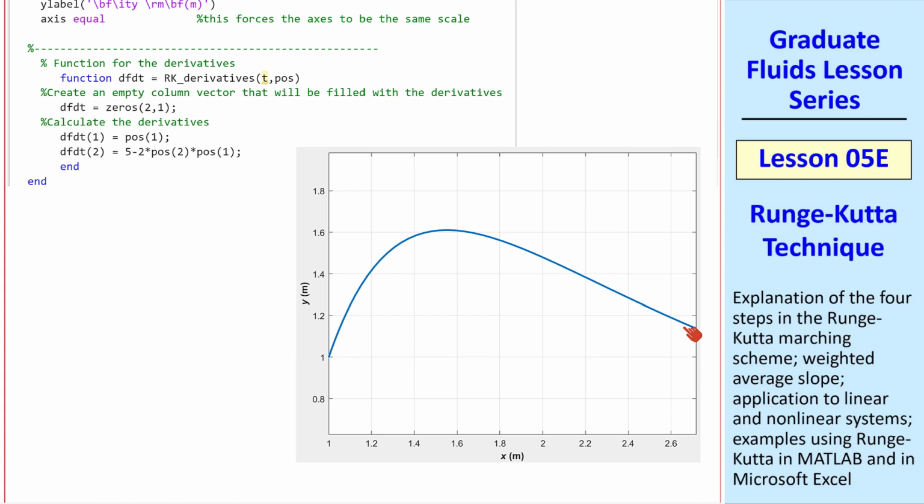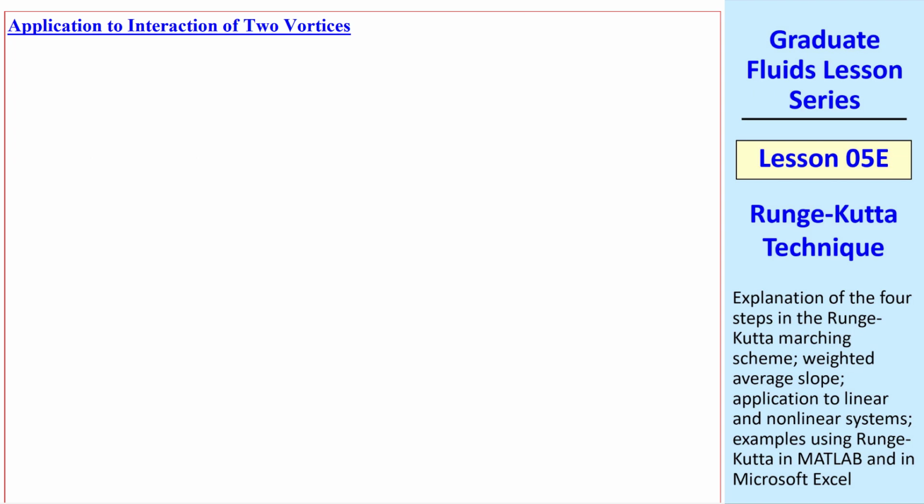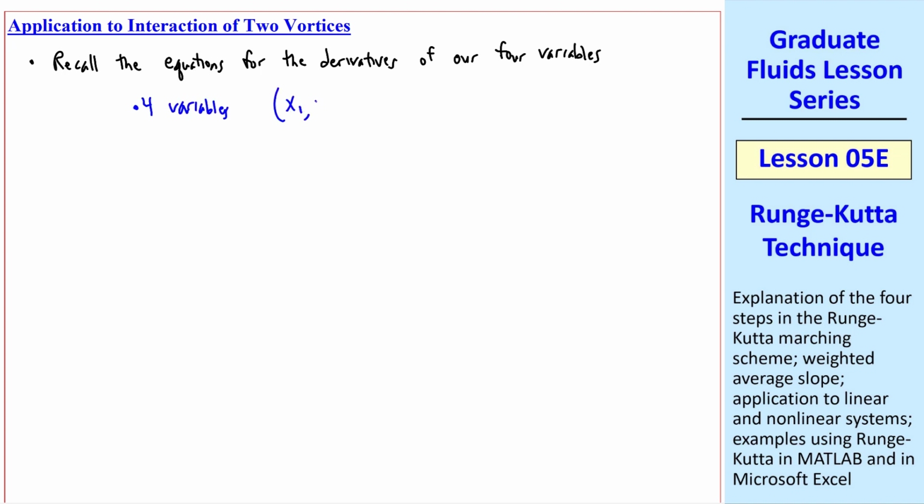This is what we have been gearing up to do for the past several lessons. Namely, we can extend this to any number of variables, which are x and y for each vortex, and then we can predict the mutual interaction of many vortices. I'll illustrate with two vortices. Recall the equations for the derivatives of our four variables. For two vortices, we have four variables, x1, y1, x2, and y2, which are the spatial coordinates for the two vortices. These are our functions of time.